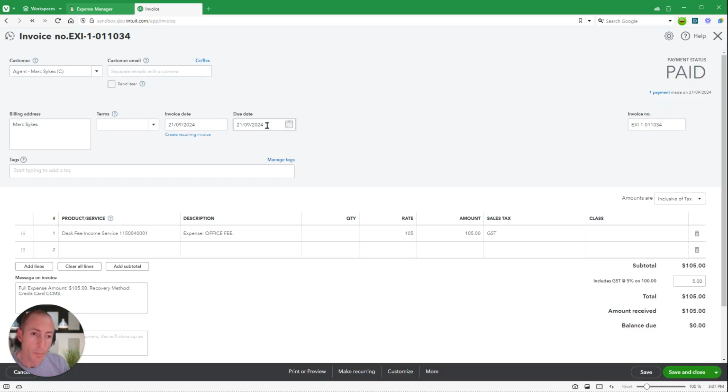That's the RealDesk side. In QuickBooks, an expense has two parts, the invoice and the corresponding payment. Remembering our double entry bookkeeping, where each entry has to have a debit and credit side. On the invoice, the credit side is that income account that you set up in the RealDesk expense manager. In this case, it's desk fee income, and the debit side is accounts receivable.